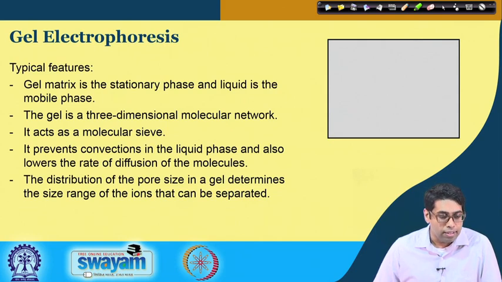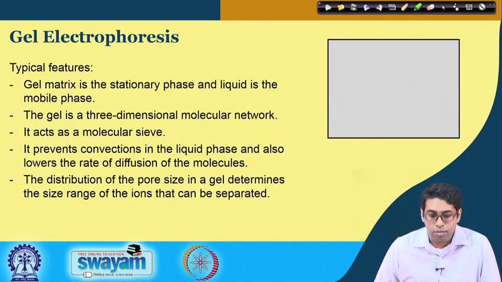This gel acts as a three-dimensional molecular network, and this molecular network has various sizes of pores through which these molecules can pass. So, the gel matrix acts actually as a molecular sieve. It also prevents convection in the liquid phase and also lowers the rate of diffusion of the molecules.